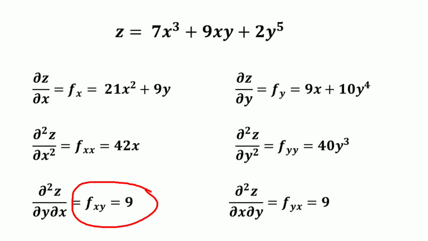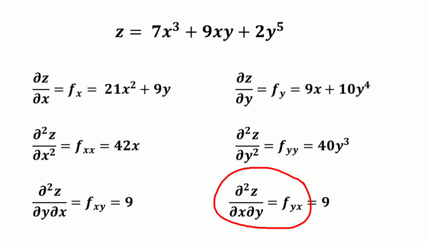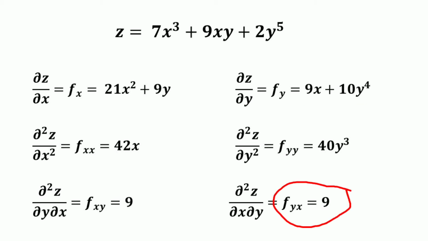In the same way, we consider the second cross partial derivative, that is f of yx. That means we differentiate the first order partial derivative f of y again with respect to x. The f of y is already calculated, that is 9x plus 10y raised to the power 4. Differentiating this function with respect to x, the derivative of 9x is equal to 9.